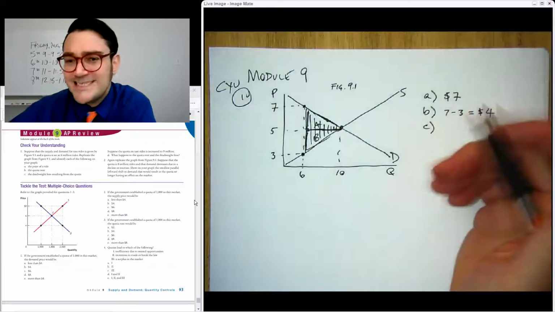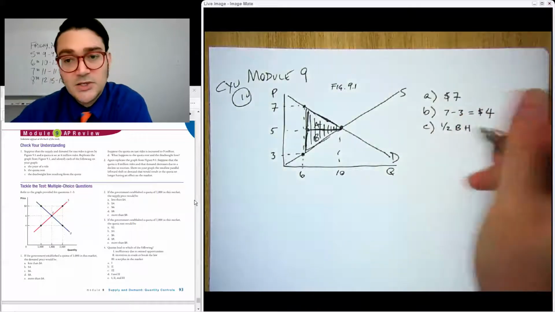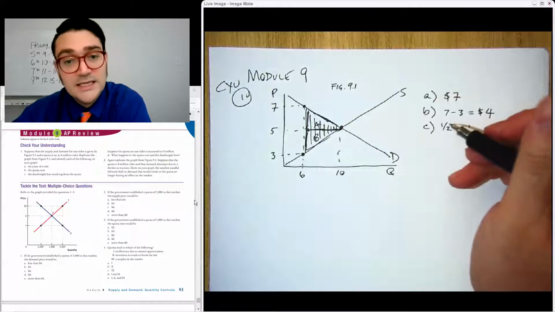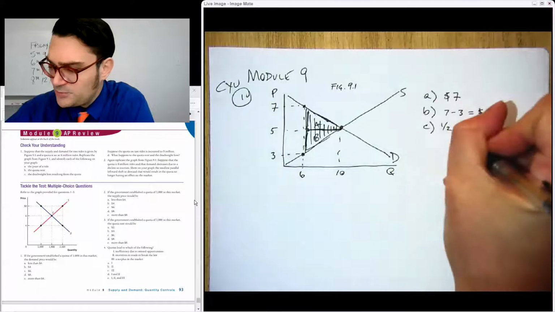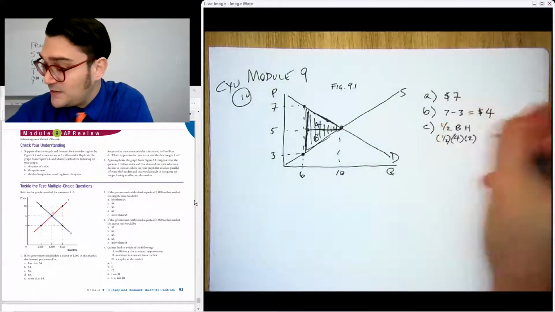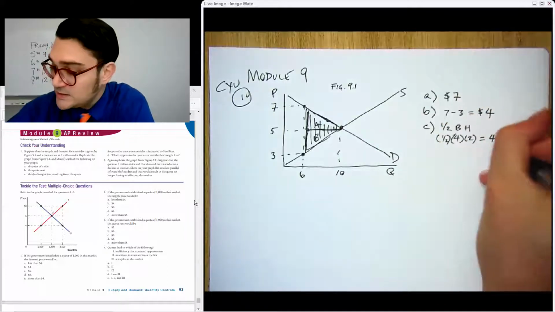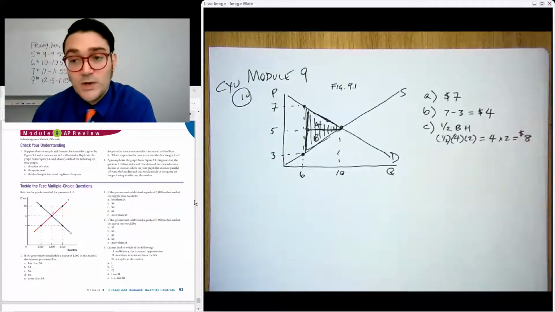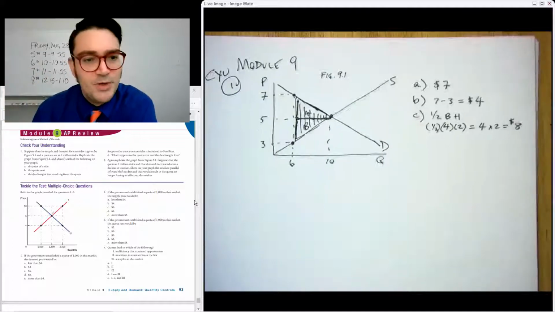So 1/2 base times height is our triangle size. The base of that triangle is 4, we can say 10 minus 6, and the height of the triangle is 2. So base 4 times 2 times 1/2 is equal to 4. Now there's 2 of these triangles and they are identical in size, so times 2 is 8. And these are in dollars as well, because it's the quantifiable dollar value of the transactions that don't happen.